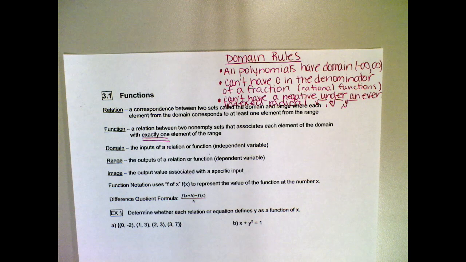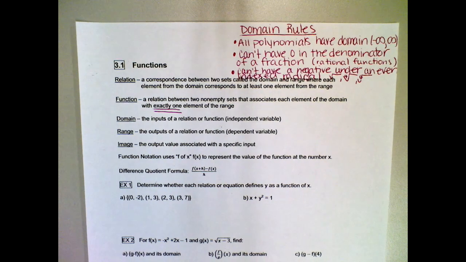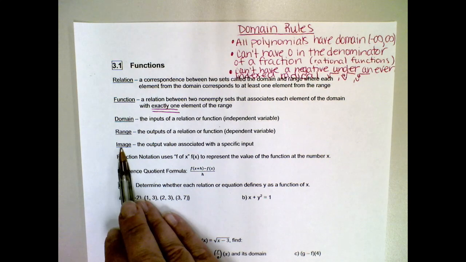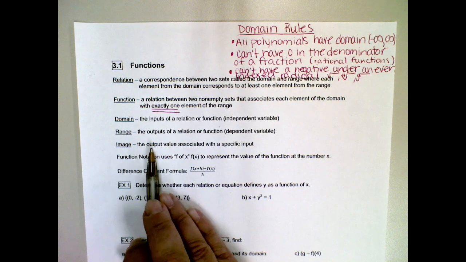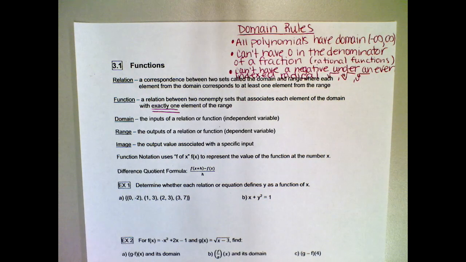When we are talking about functions, inputs and outputs, the term image is something that they use to refer to the output value that's associated with a specific input. So they might say, find the image when x equals -5. So that means just find what the output is when x is that specific value.